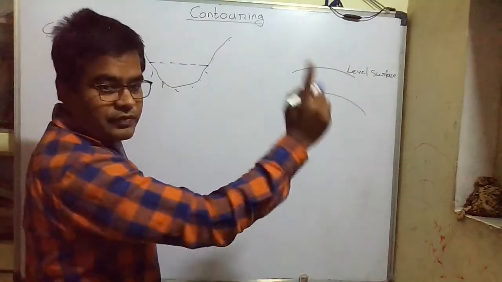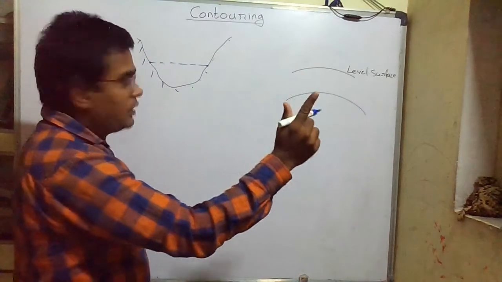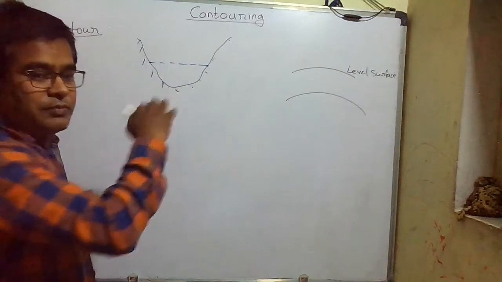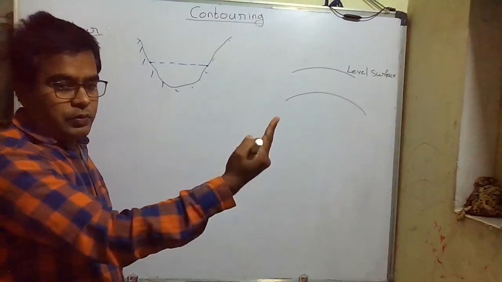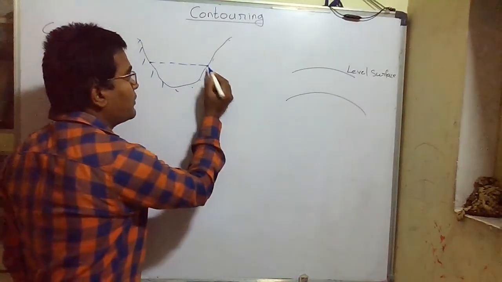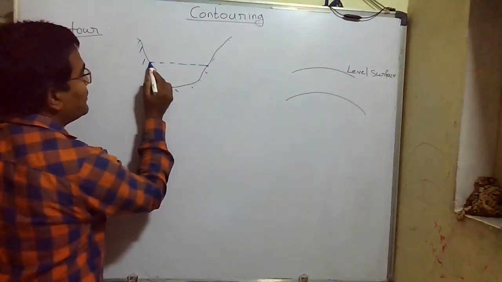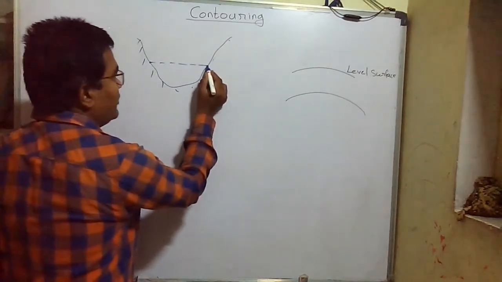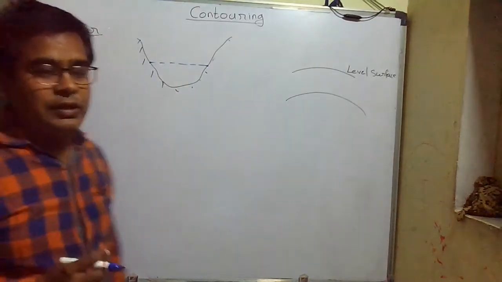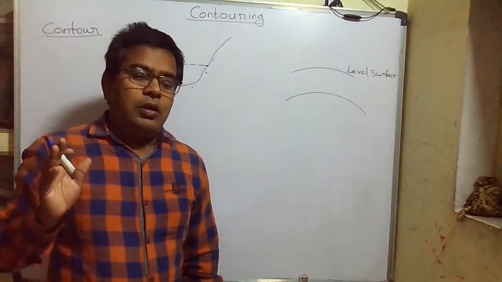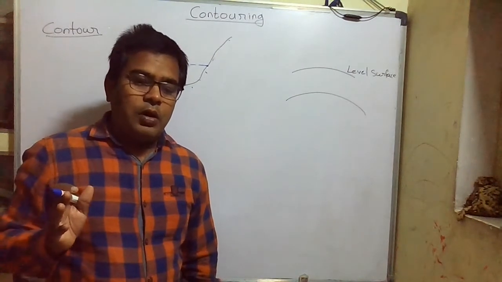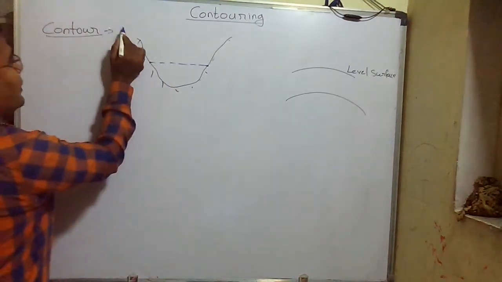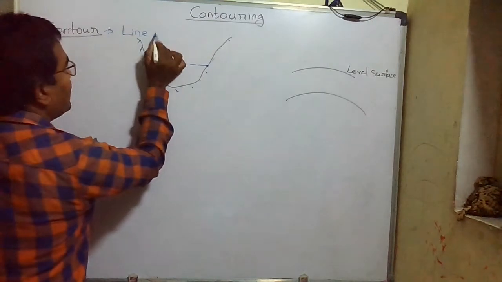Now if we visualize in 3D where this intersects the earth surface, every point on the ground along that line represents that every point on the level surface has the same RL. So a contour is also a line where every point has the same elevation.